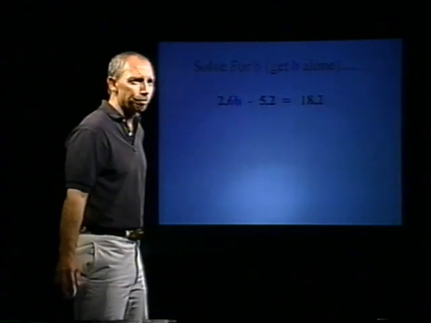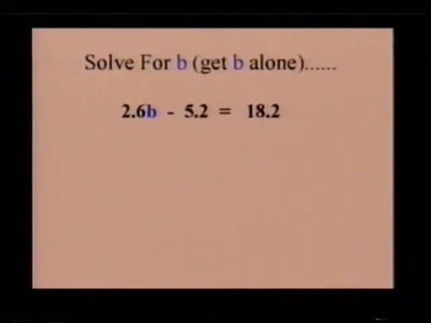Let's see. In this case, I have two things to get rid of. To get that b alone, I have to get rid of the 2.6, which is multiplying, and I have to get rid of the minus 5.2, which is subtracting. To follow the order of operations backwards, it tells me to get rid of the minus 5.2. Now, how do I get rid of a minus 5.2?